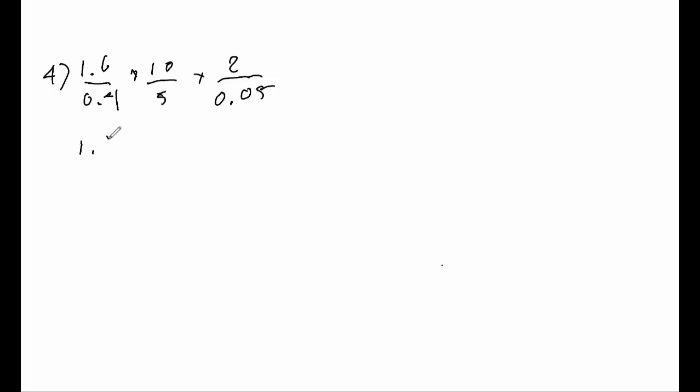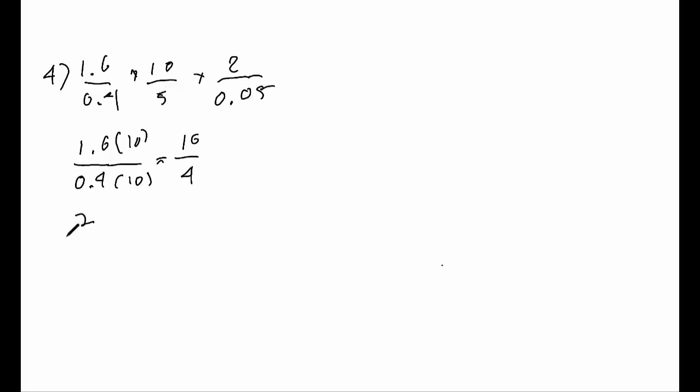So we have 1.6 over 0.4. Since they're to the 10th, we're going to multiply the top and the bottom by 10. So we multiply this by 10 and this by 10. That will give us 16 over 4 for the first one. The second one is okay because there are no decimals there. Now let's look at the third one.